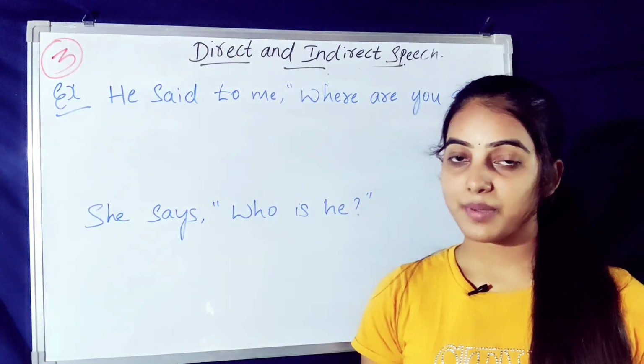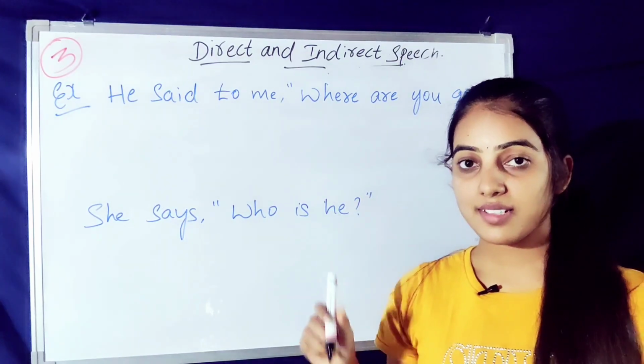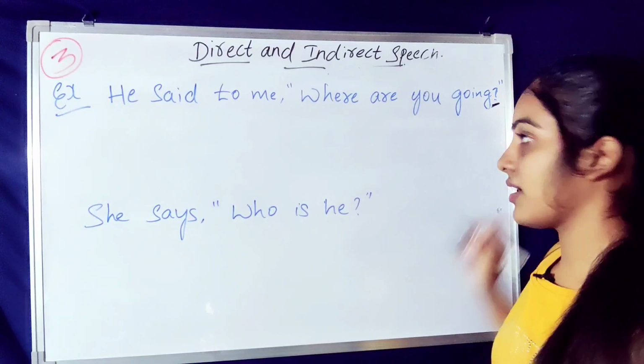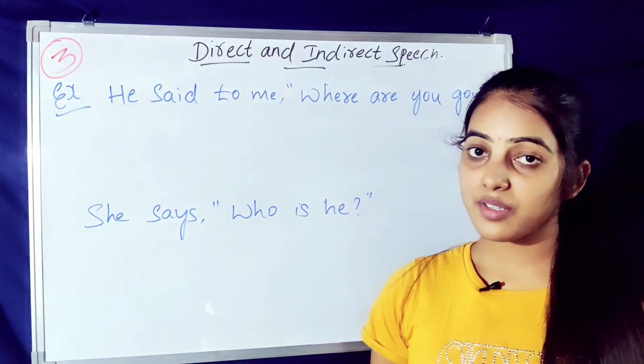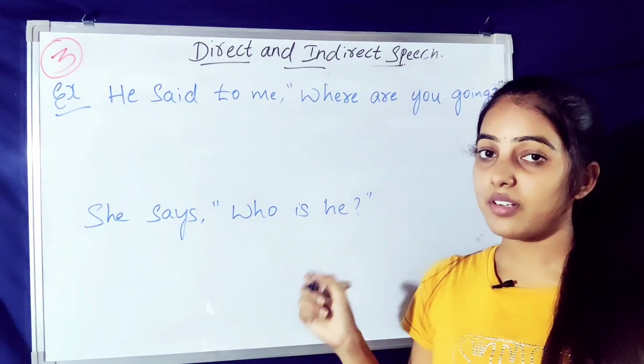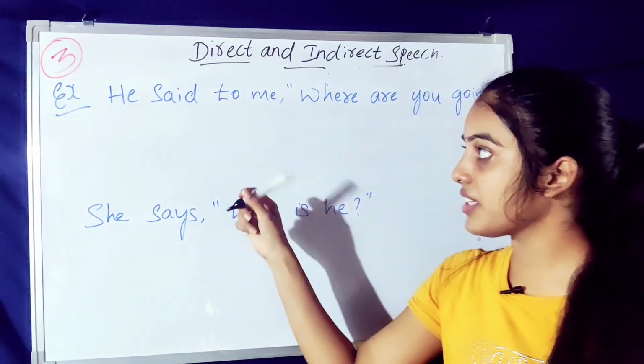Here one thing to remember is that interrogative sentences are nothing but questions. Generally questions contain a question mark, right? While you convert it into indirect speech, this question mark is replaced with a period or full stop. Okay, now go to the example.